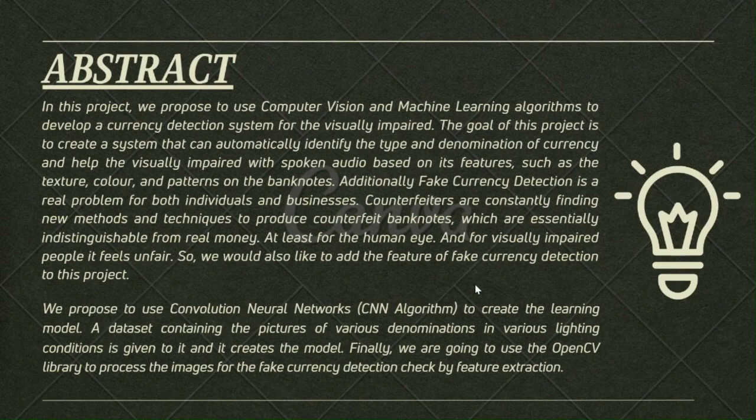So what we propose is to use CNN algorithm, which is very good at classifying images. A dataset containing the pictures of various denominations in various lighting conditions is given to it, and it creates a model. Finally, we are going to use the OpenCV library to process the images for fake currency detection check by feature extraction.